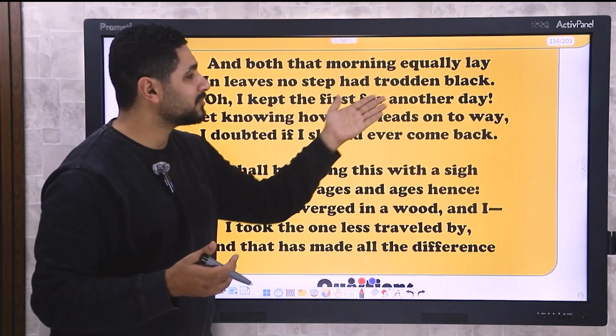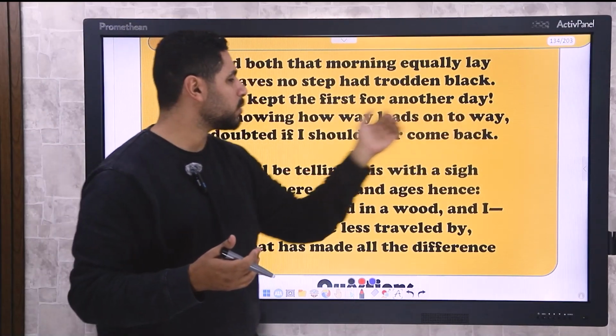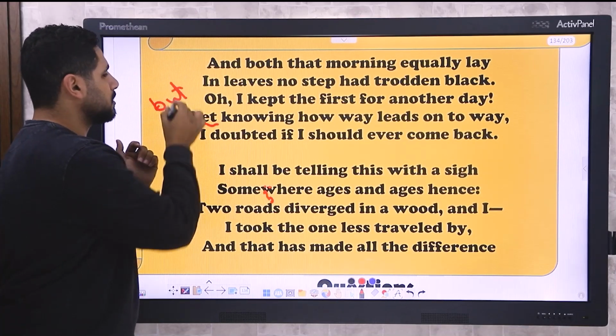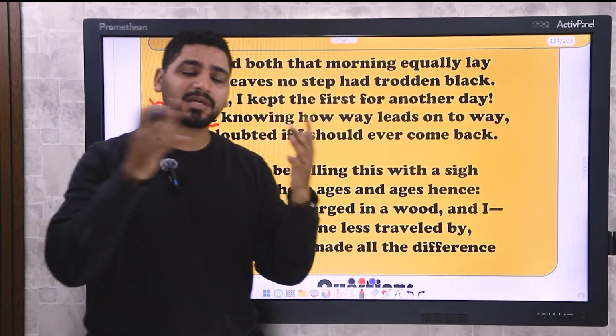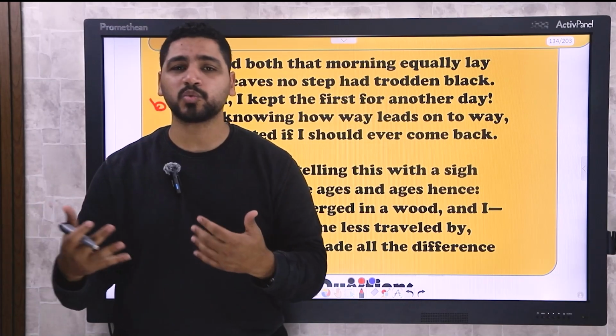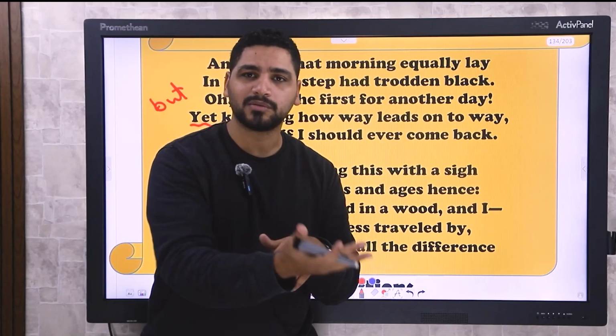I kept the first road for another day, yet knowing how way leads to way. Yet here means but. Knowing how way leads to way. He was not sure if he took the second road, what way will it take him to? And if he takes the first one, he's not sure if this road will lead him to a good way or a bad one, or like the one he wanted or another one.